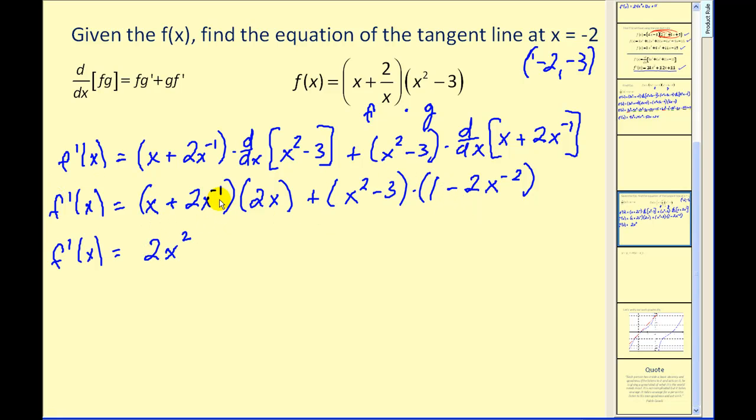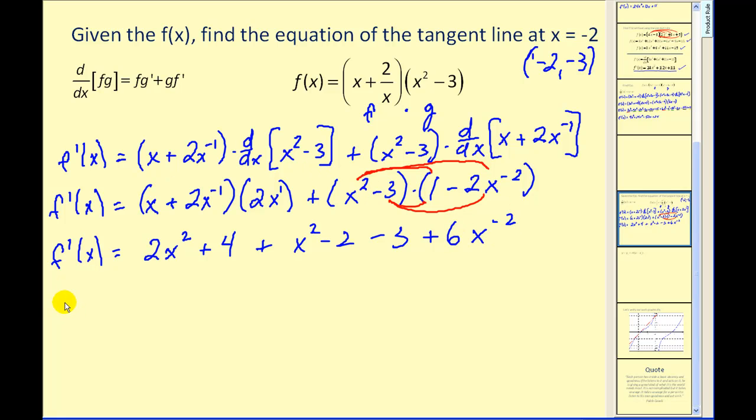2x times x would be 2x squared. Now 2x times 2x to the power of negative 1, that would actually be 4. Remember, when you multiply x to the negative 1 times x, you add your exponents. Negative 1 plus 1 would be 0. x to the 0 is 1. Plus x squared minus 2, again, this product, the x simplifies to 1, minus 3, and here we have plus 6x to the power of negative 2. Simplifying this, we would get 3x squared minus 1 plus 6 divided by x squared.